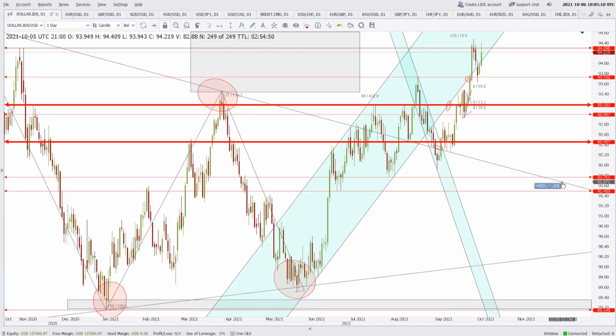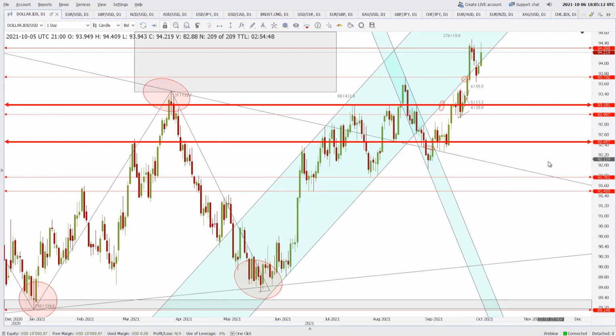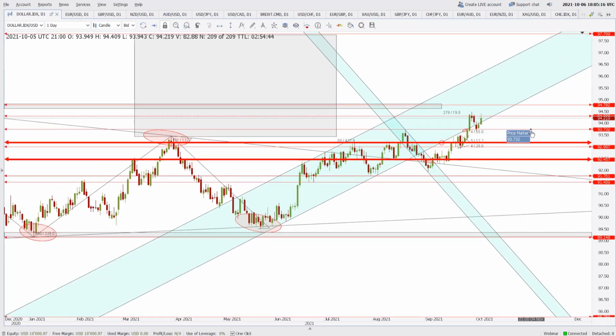Now the price is headed to the upside. Yes, we can see a lot of green candles here, a lot of bullish momentum here.